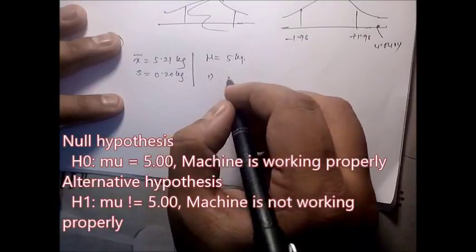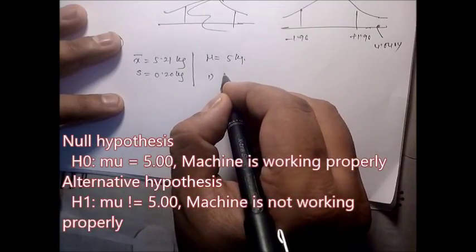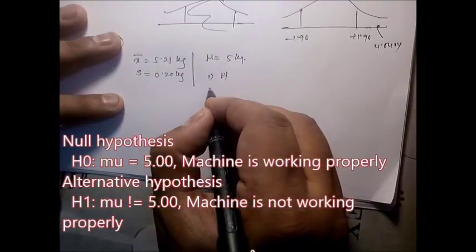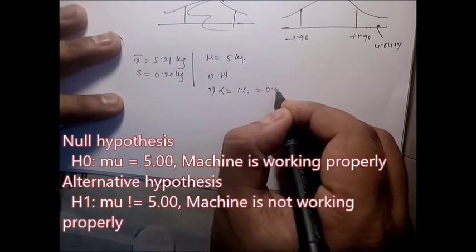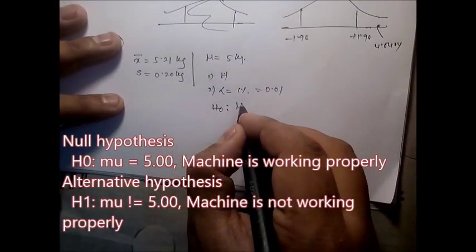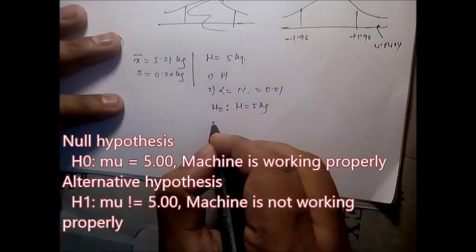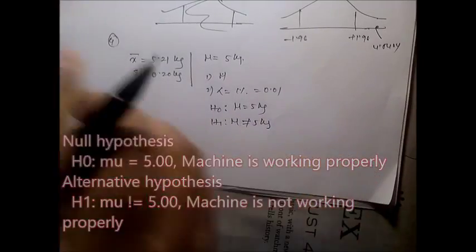So the parameter of interest is mu. Level of significance is 1%, that is 0.01. Null hypothesis: mu is equal to 5 kilograms, and alternative hypothesis: mu is not equal to 5 kilograms.